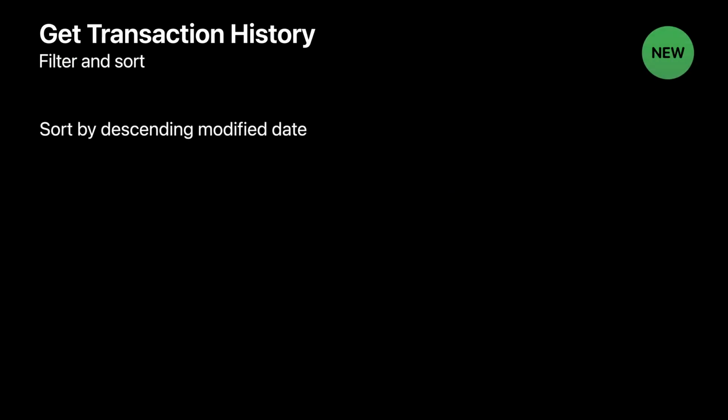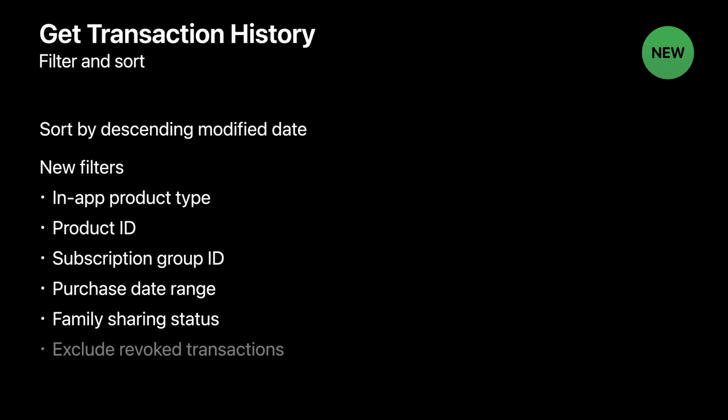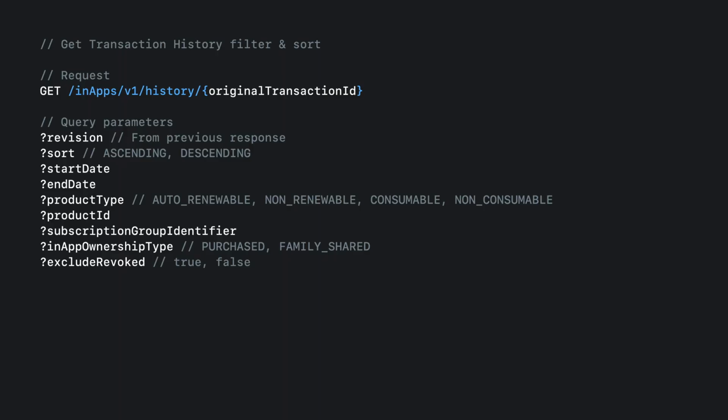You can sort by descending modified date if you're interested in seeing the most recently modified purchases on the first page of results. You can also filter by several useful fields, such as product type, product ID, family sharing status, and more. To apply these new sort and filter options, just append them as query parameters to your request to the Get Transaction History endpoint. Let's take a closer look at how that works.